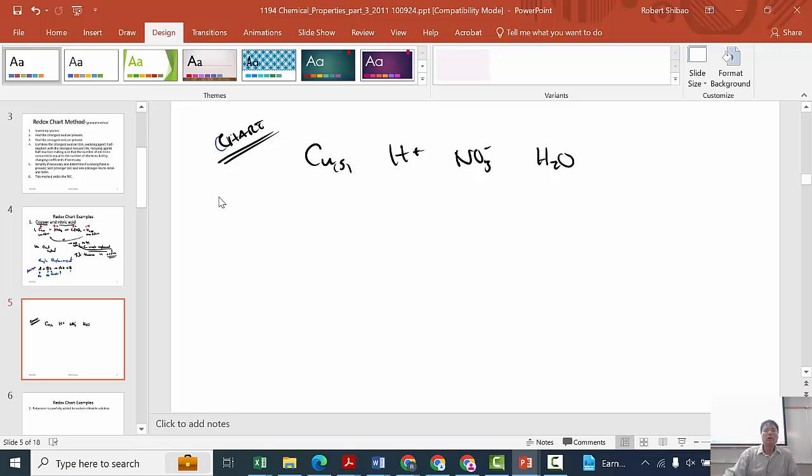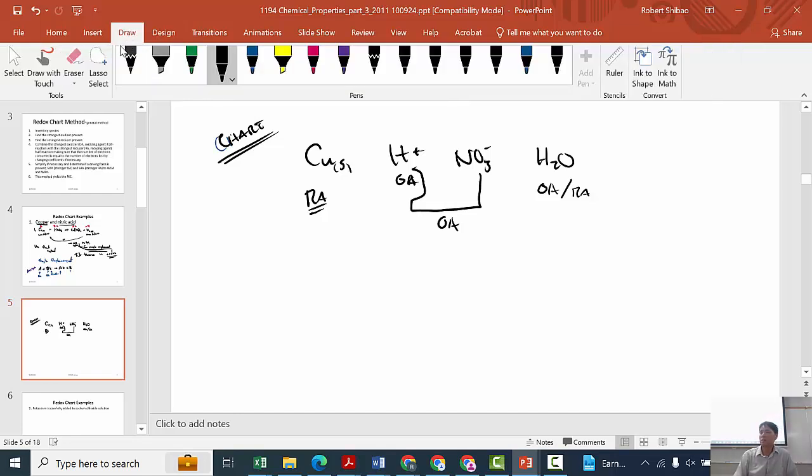Then we're going to go to the chart and look. Copper occurs on the right side of the chart only. The right side are the reducing agents. H plus occurs on the left side only. That's an oxidizer. Nitrate occurs on the left side, but we need H plus in addition to this. And so that's an oxidizing agent too. So we have oxidizing agent as H plus alone, or oxidizing agent as nitrate and H plus. And water occurs on both sides. And so it's an oxidizer or reducer, depending on what you react it with.